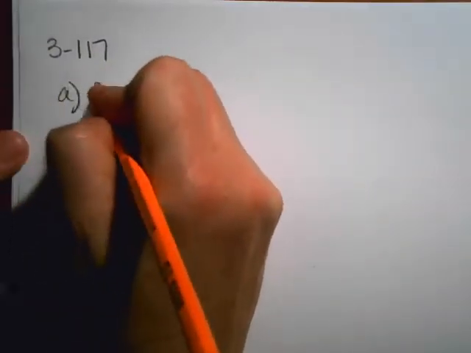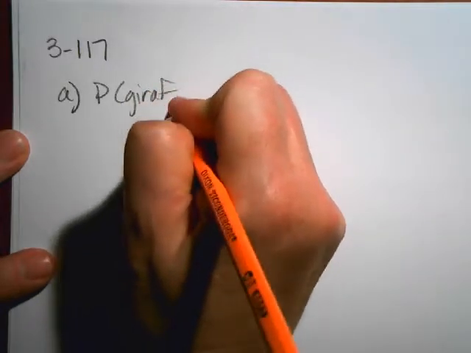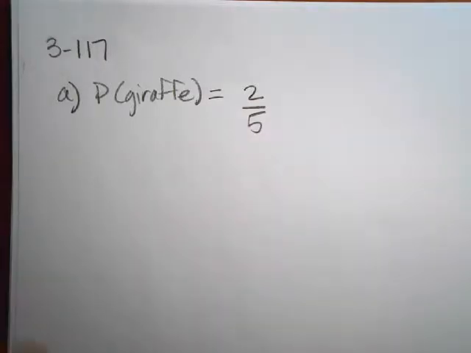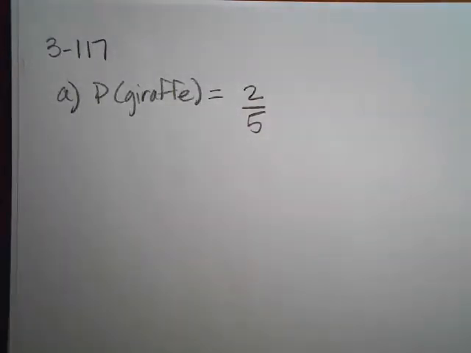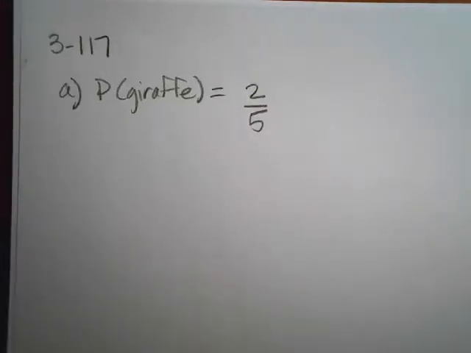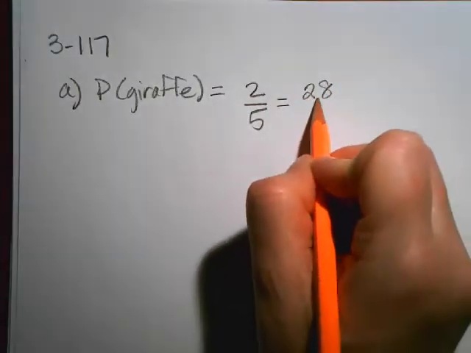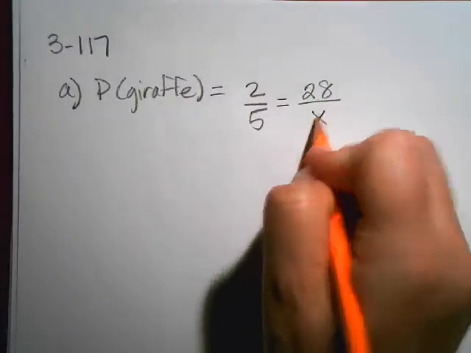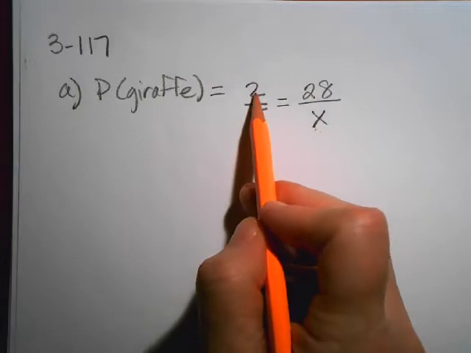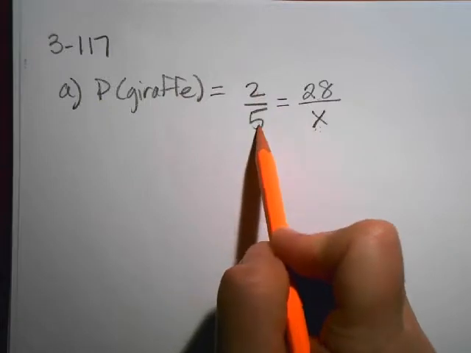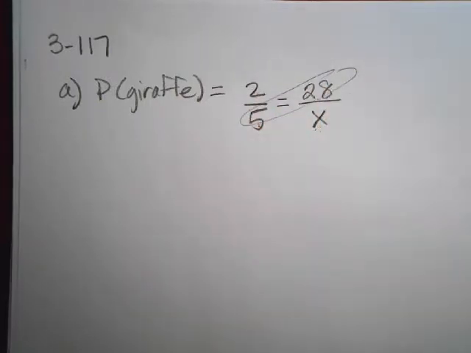Okay, so the probability of getting a giraffe is 2 out of 5. And there are 28 giraffes in the bin. We want to know what's the total number of stuffed animals in the bin. Well, that means that there's 28 giraffes out of some total number of stuffed animals. So if the probability of getting a giraffe is 2 out of 5, 28 divided by something must reduce to 2 out of 5. So I'm just going to cross multiply.